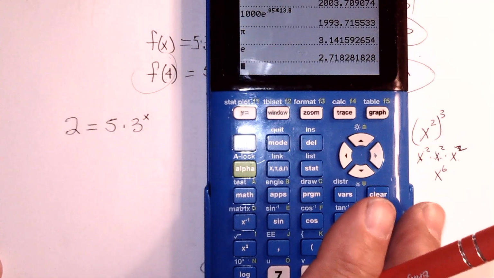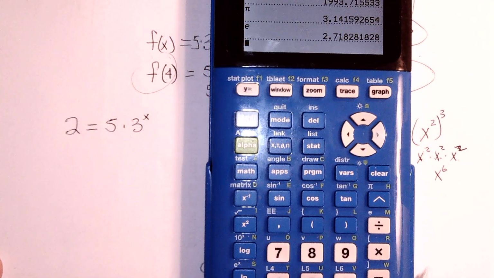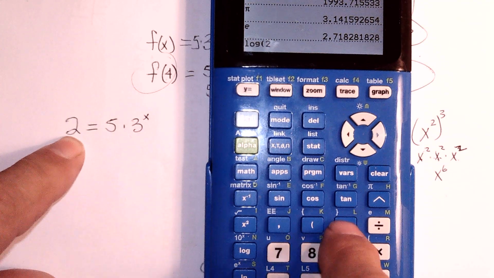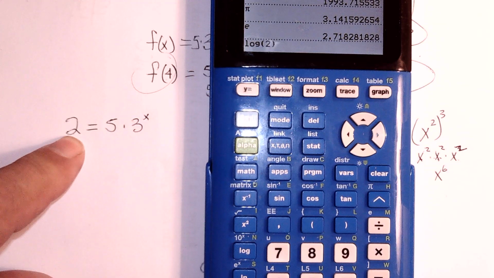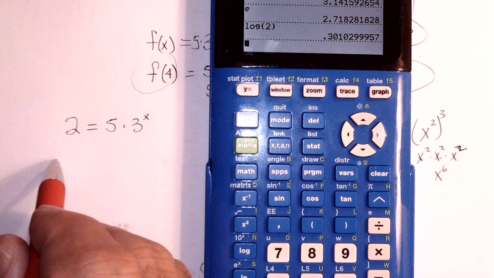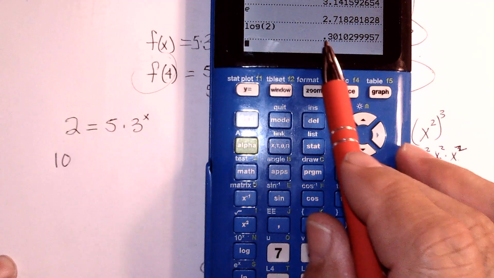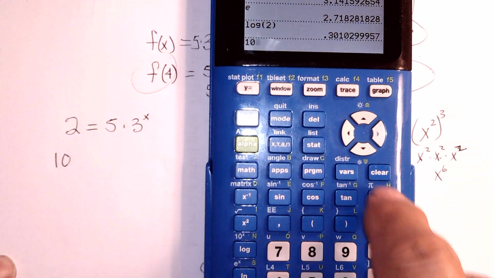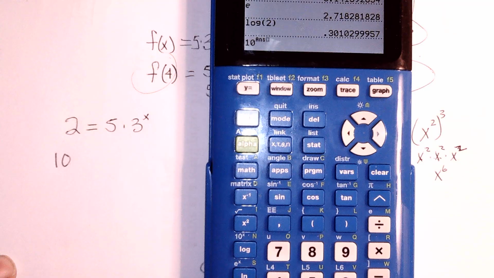On your calculator, there's the button log. And log of, let's say, 2 tells me the power that I can take 10 to get 2. 2 is 10 to this power. Let me prove that to you. I'm going to take 10 to that answer, and my calculator will say that's a 2.